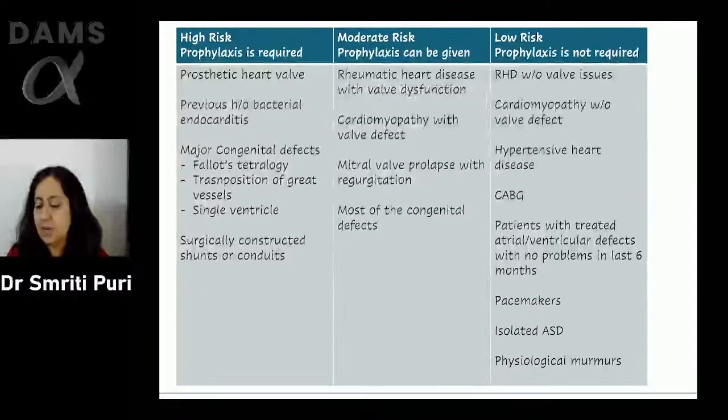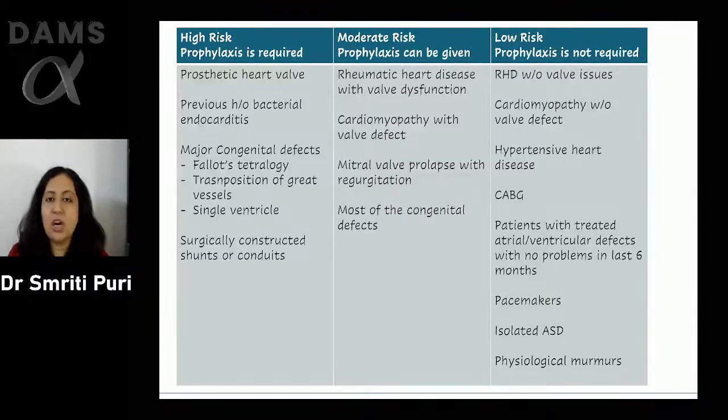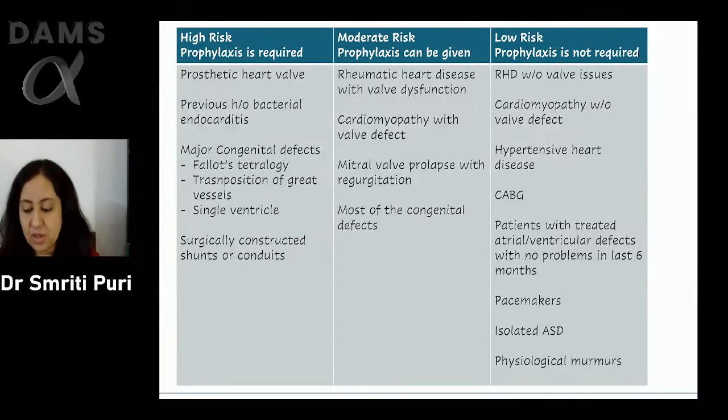This is a table which is there in your books also, but just take a screenshot of this over here so that you can quickly revise while reading. So all of you have got this answer correct. Very good. So high risk prophylaxis is when the prophylaxis is required. So that is a high risk patient. You definitely require prophylaxis in such patient. You have to administer prophylaxis.